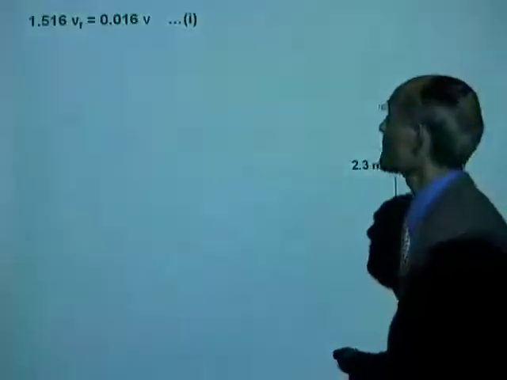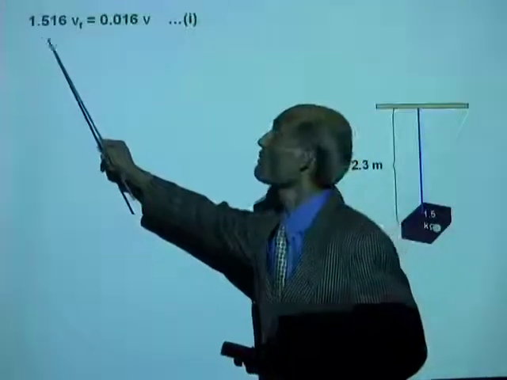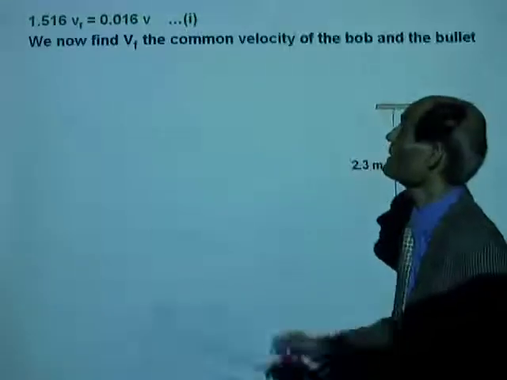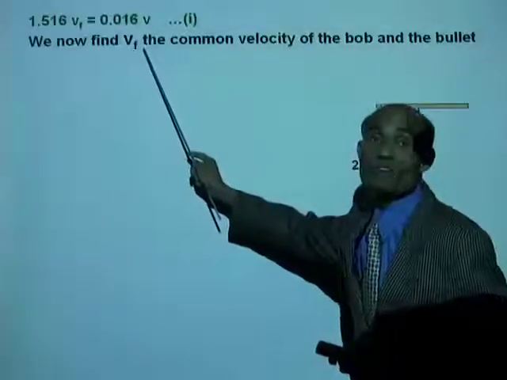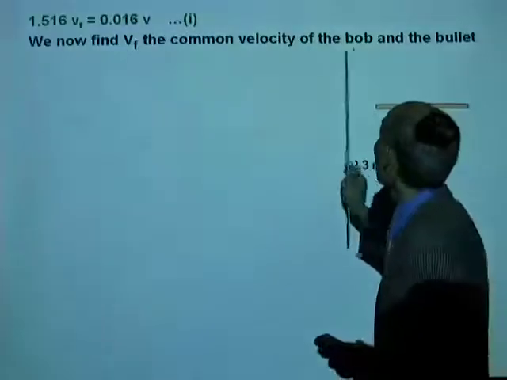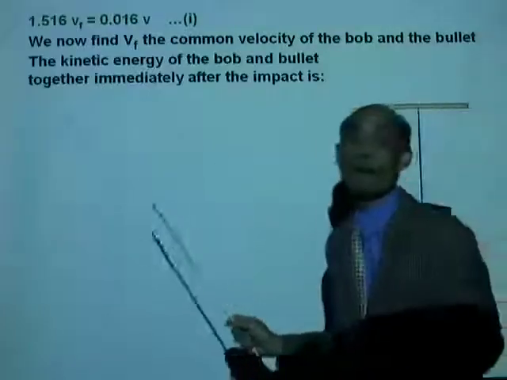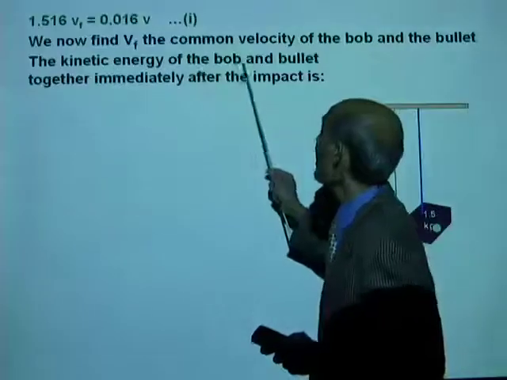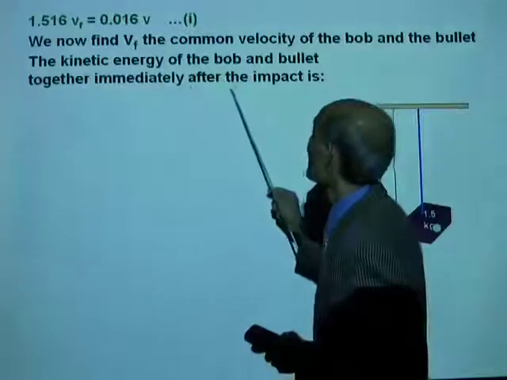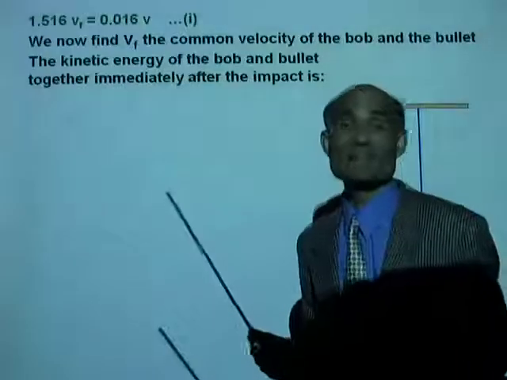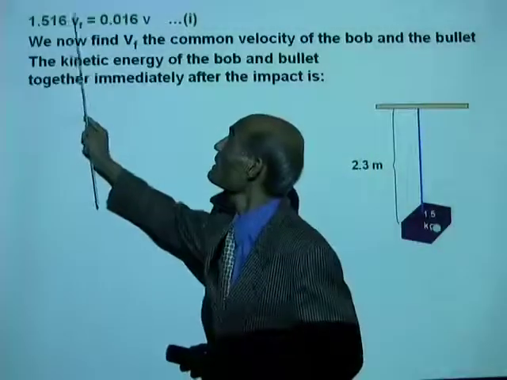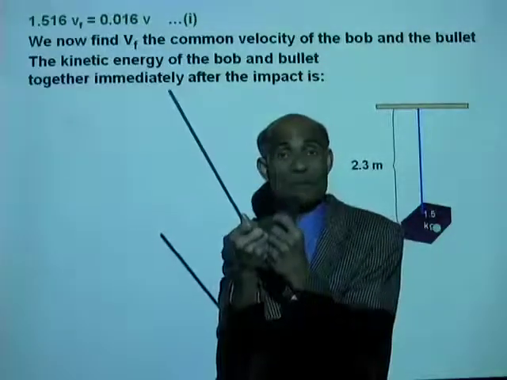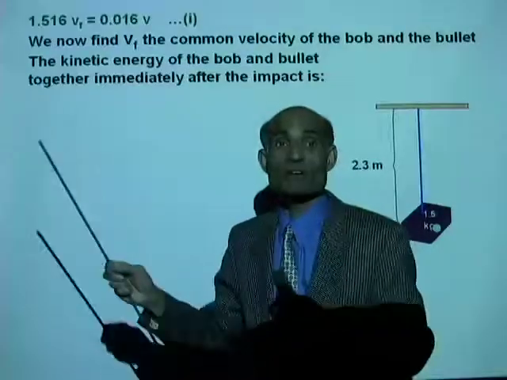Let's do that. So this is the first equation, 1.516 Vf equal to 0.016 v. We can now find the Vf, the common velocity of the bob and the bullet, by using the conservation of energy. The kinetic energy of the bob and the bullet together immediately after the impact. You see, Vf is the common velocity of the bullet and the pendulum bob immediately after impact.